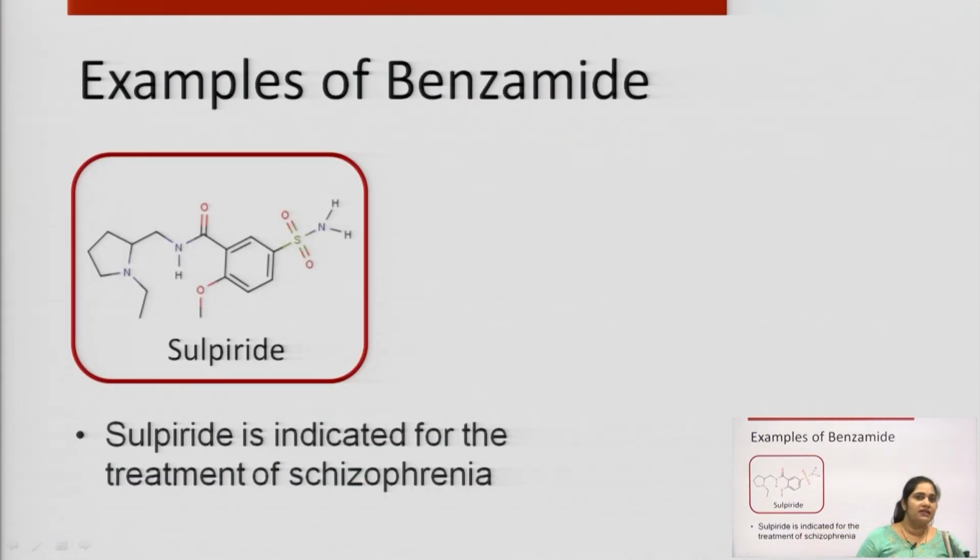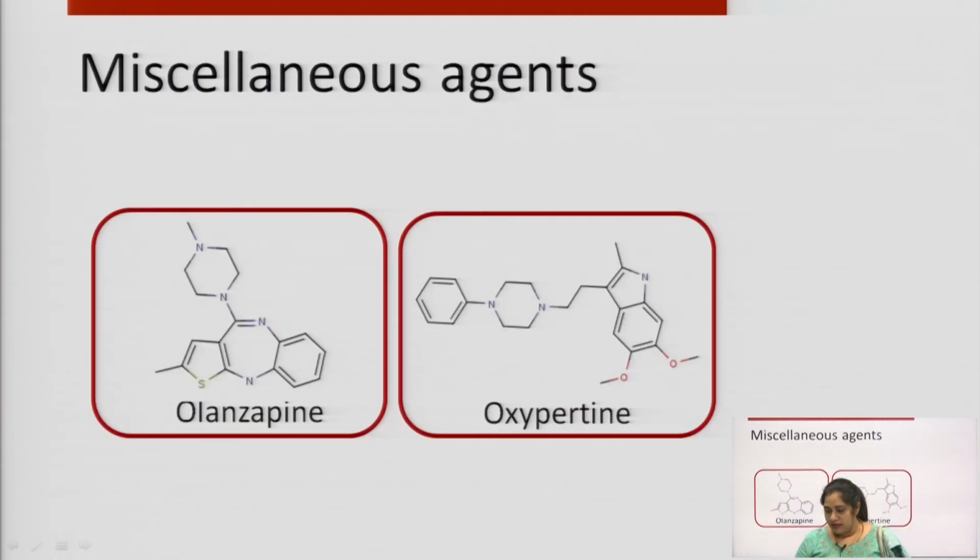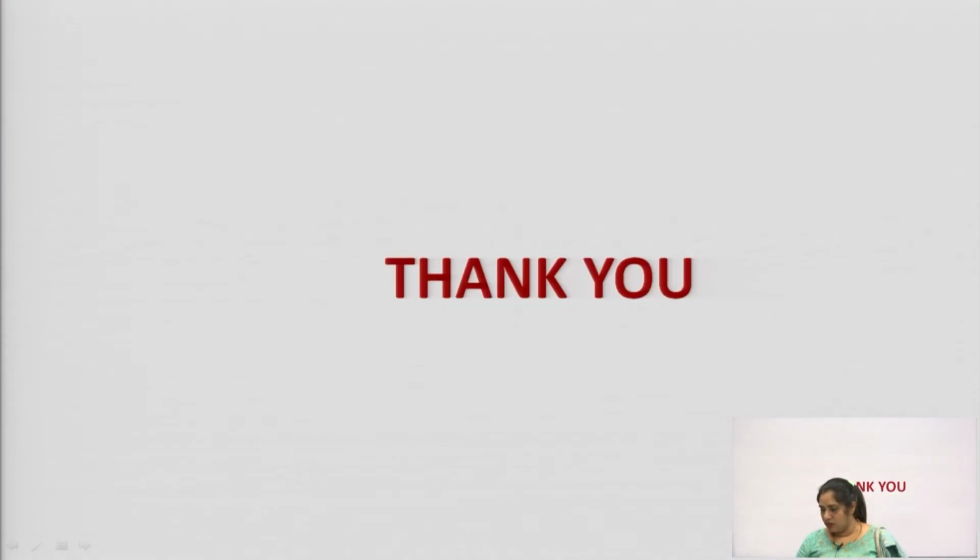Further, for the benzamides, the example is sulpiride. Sulpiride is indicated for the treatment of schizophrenia. These are some examples of miscellaneous agents that have been shown earlier.